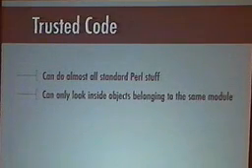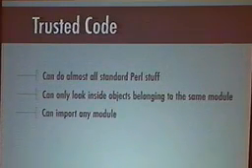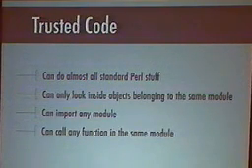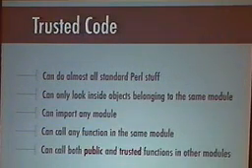So trusted code can do almost all standard Perl stuff. Almost all. But it can only look inside objects that belong to the same module, or just straight hashes. Things that aren't blessed are not protected. It can import any module using use untrusted if it needs to. It can call any function in the same module, which indeed any code can do, and it can call both public and trusted functions in other modules.